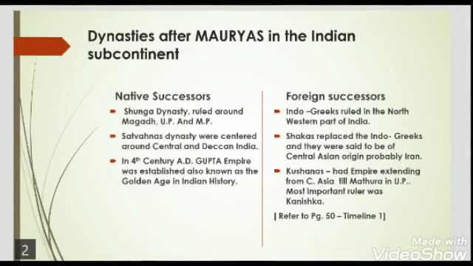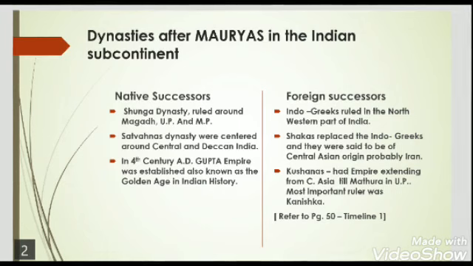I hope this chronology is clear, that you had two successors of Mauryas. One you will call the native successors, okay, those who came from our own birthplace, from our soil, and the others who came from beyond, Central Asia. Okay, these were the Indo Greeks, the Sakas, and the Kushanas.